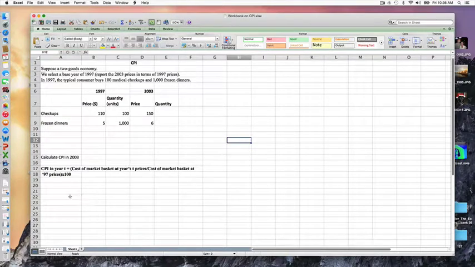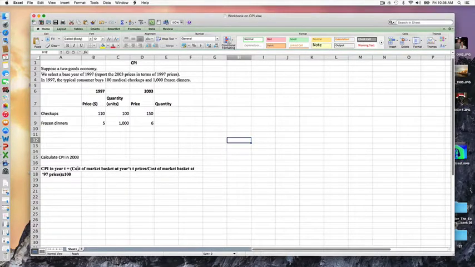And I wrote for you the formula here. Consumer price index in year T, where year T is the later year, 2003, is cost of market basket in year T prices, in year 2003 prices, divided by cost of market basket at 1997 prices, the earlier year, base year. So let's do the calculations.